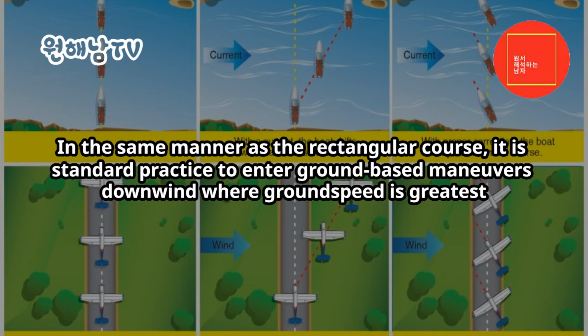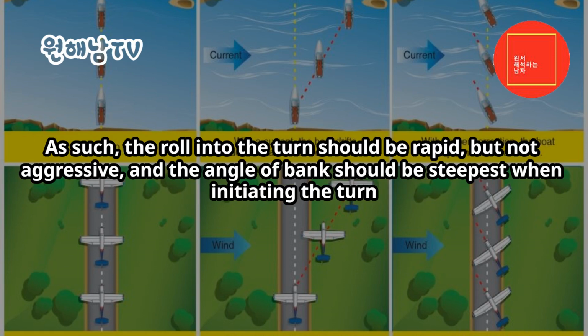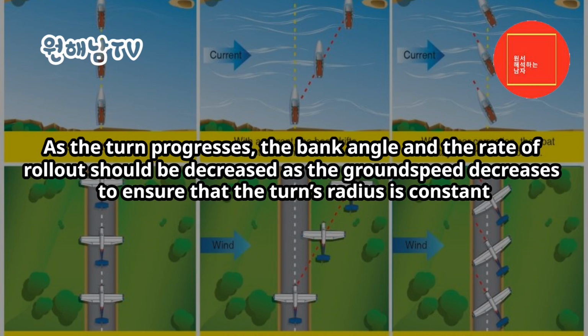accomplished. In the same manner as the rectangular course, it is standard practice to enter ground-based maneuvers downwind where ground speed is greatest. As such, the roll into the turn should be rapid, but not aggressive, and the angle of bank should be steepest when initiating the turn. As the turn progresses, the bank angle and the rate of rollout should be decreased as the ground speed decreases to ensure that the turn's radius is constant.